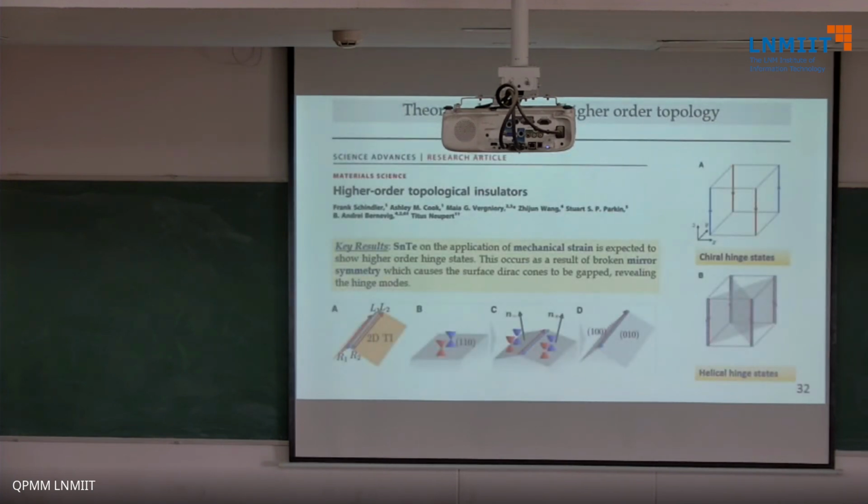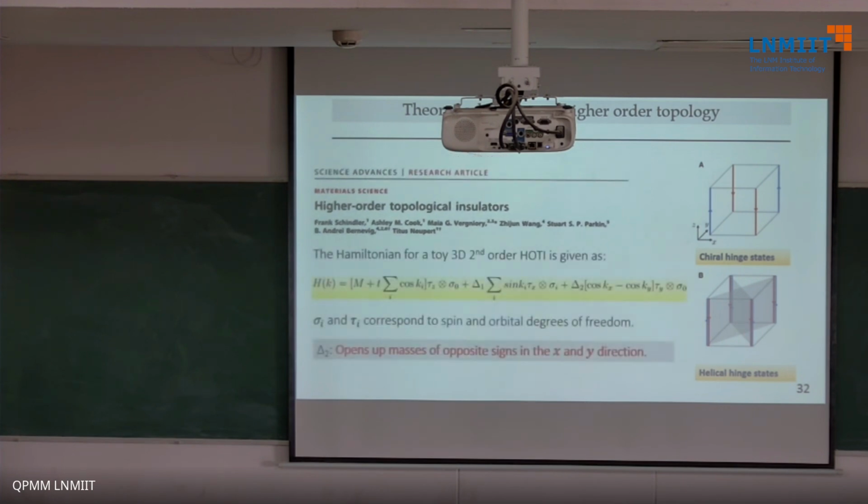Then there was a lot of theoretical work where they wanted to change the sign of the Dirac mass across a hinge, and that gave rise to these Dirac cones. Actually, they open up masses in going from this to this. So there is a gap closing transition here, and you have helical edge states.